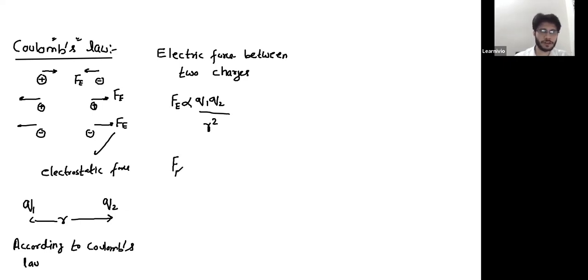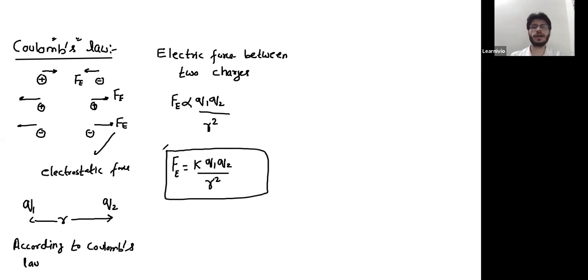So if you remove the sign of proportionality, you will get a constant K. So Fe is K Q1 Q2 divided by R square. That is the magnitude of electric force, where this K is the constant of proportionality.